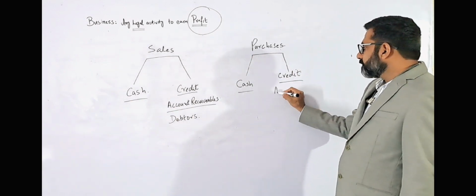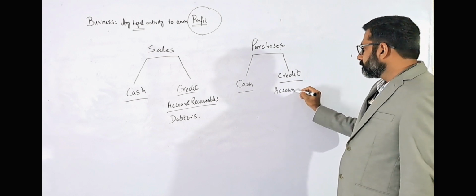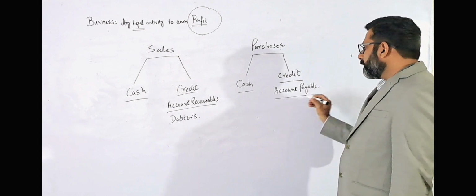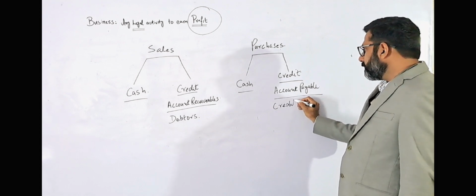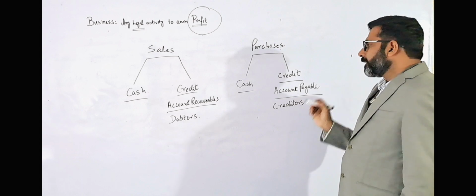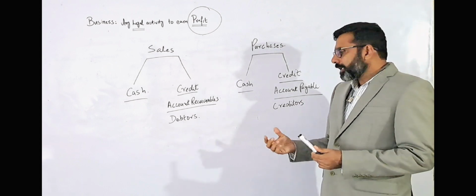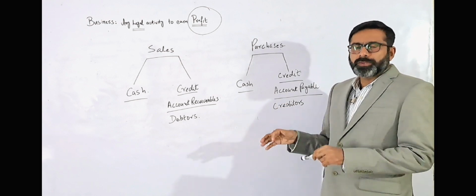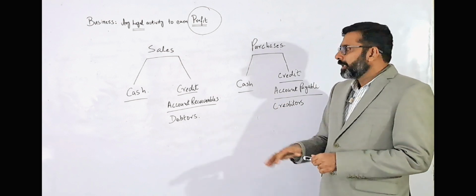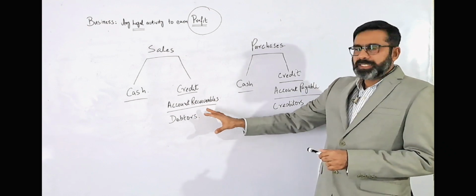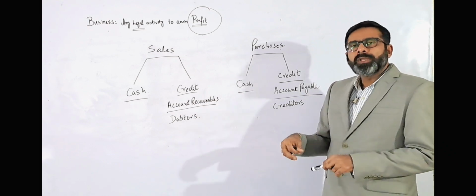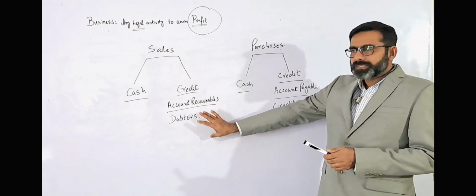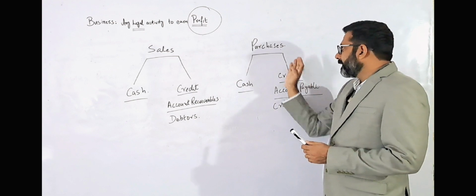So that is called the account payables, or it may be called the creditors. So in the accounting term, it is called the creditors or the account payable. It means this money you have to pay, not now, but in the future. In the same way, in the sales, it is the money you have to receive, not now, but in the future. So these are basically related to the future transactions. It may be a credit sale or it may be a credit purchase.